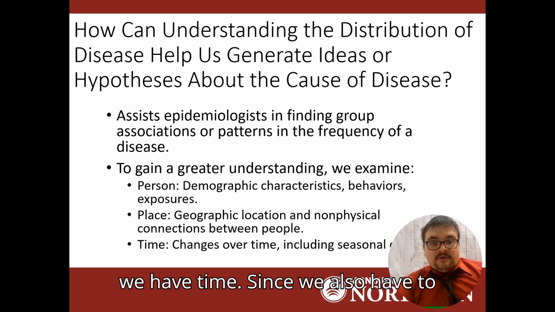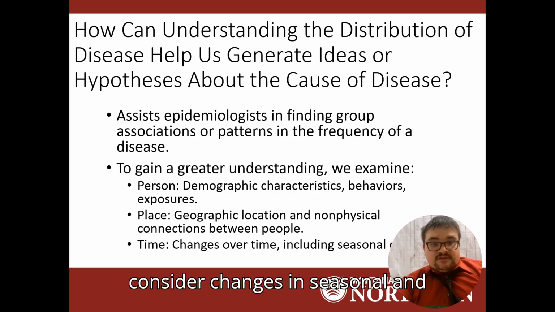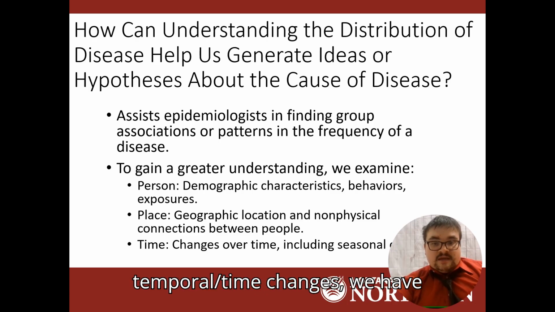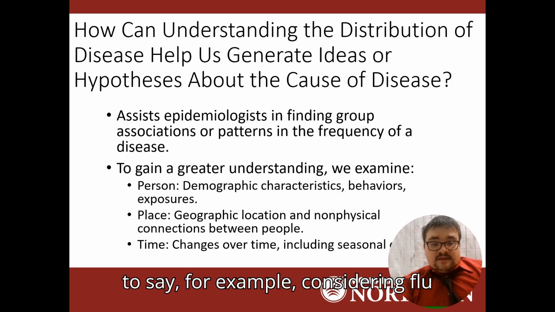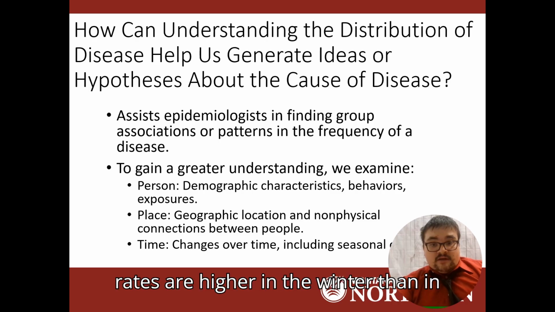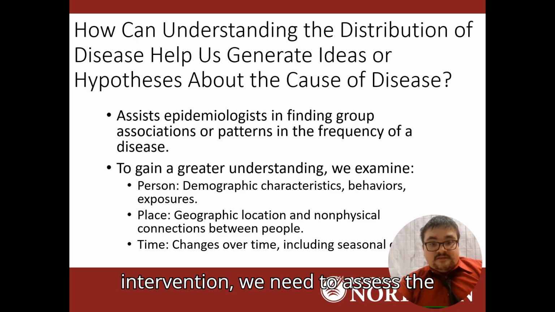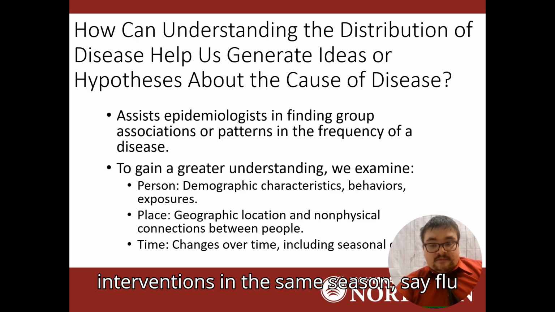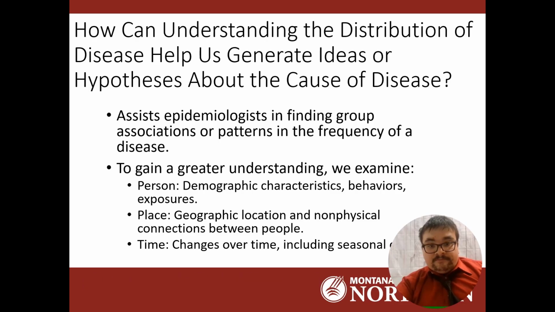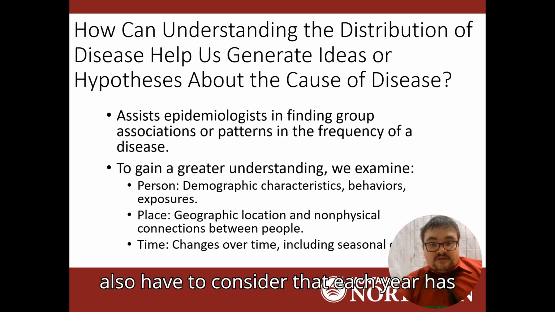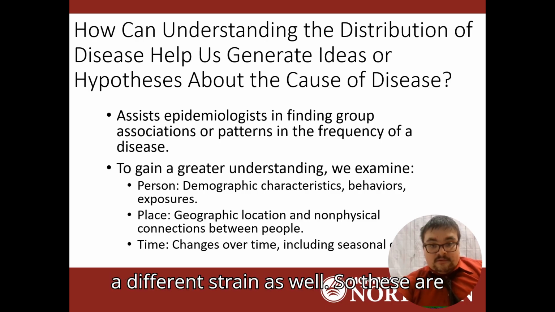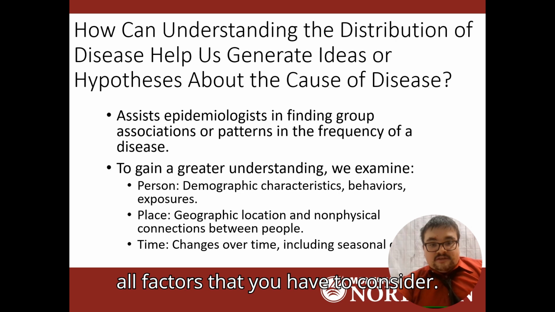Then we have time, since we also have to consider seasonal and temporal changes. For example, flu rates are higher in the winter than in the summer. So if we test an intervention, we need to assess the interventions in the same season, say a flu shot in the winter versus the summer. You also have to consider that each year has a different strain as well. So these are all factors that you have to consider.